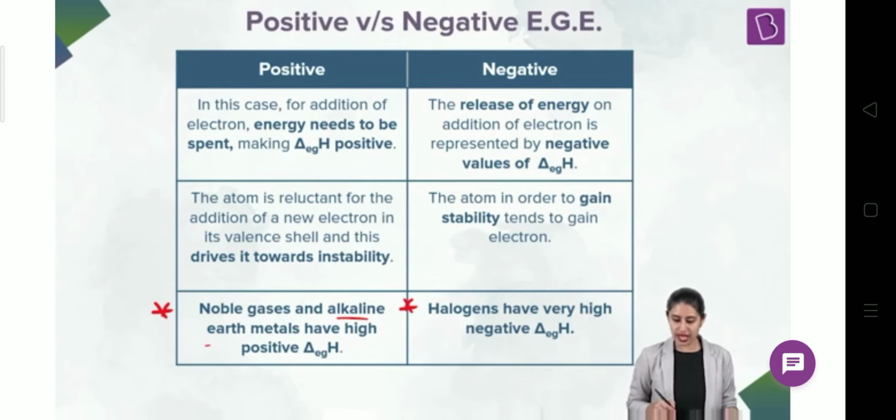Whereas halogens have very high negative electron gain enthalpy. They are like very hungry. Sometimes some of the teachers refer to group 17 as politicians also. Can you guess why? Homework, okay? Think about it.